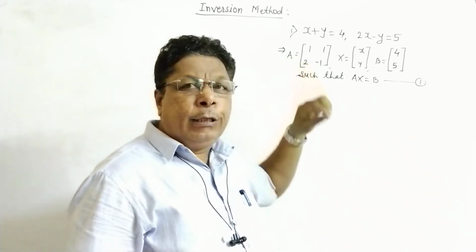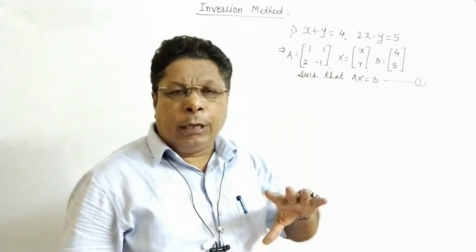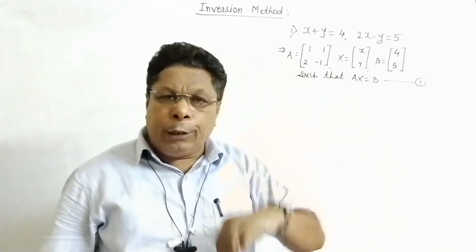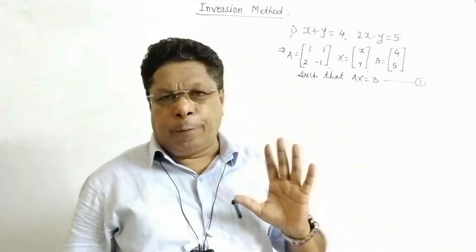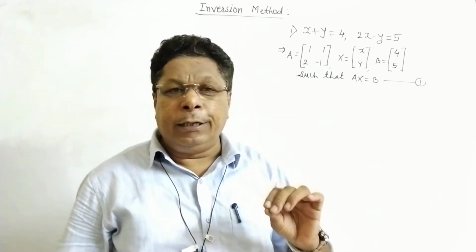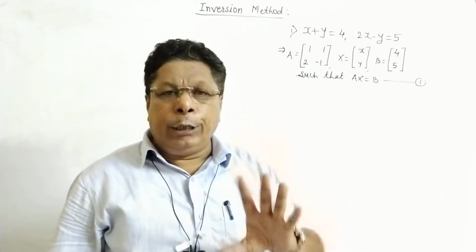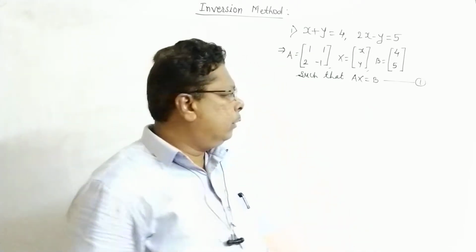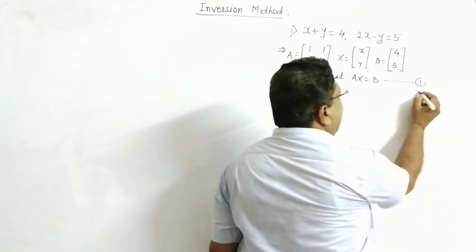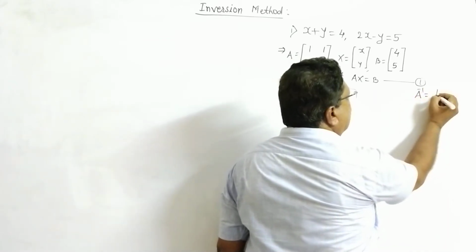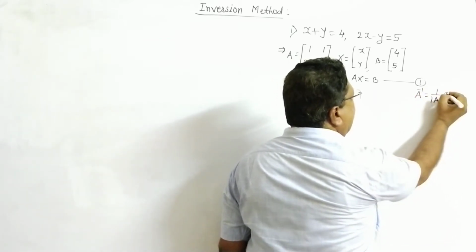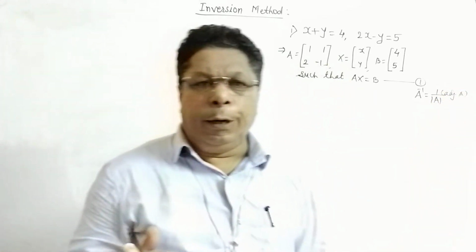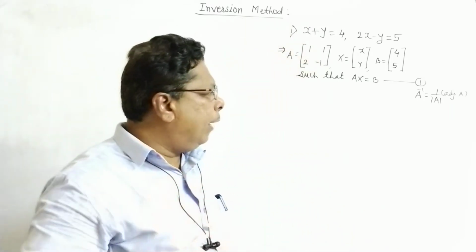Okay, from the matrix A, find A inverse. How can we find A inverse? We can find A inverse by using the adjoint method or the elementary transformation method. Which is the easy method? The adjoint method. So by using the adjoint method, we can find A inverse. What is the formula for A inverse in the adjoint method? A inverse is equal to 1 upon determinant A into adjoint A. This is the formula.